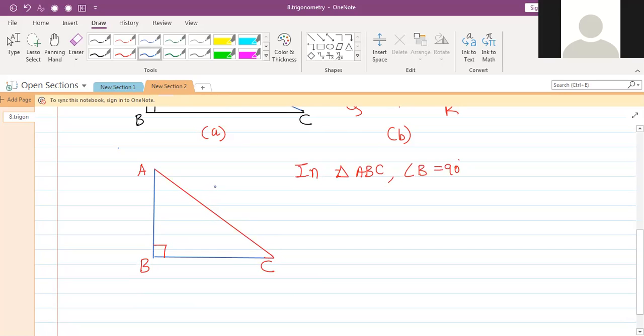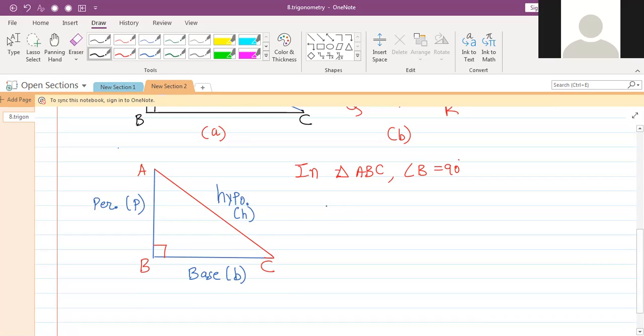For the hypotenuse, in short form, I use the symbol H. Now AB is the perpendicular, and BC we can simply consider as the base. For the base we use B, and for the perpendicular we use the symbol P. We can also use another term: this side is the adjacent of angle A, and this one is the adjacent of angle C.